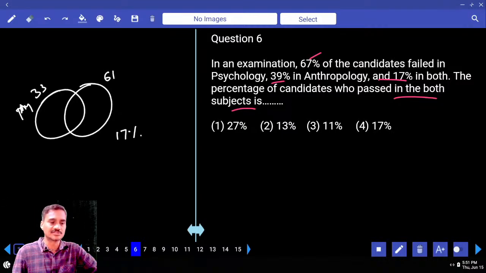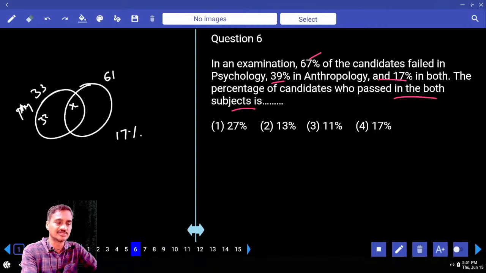Then in this case, we need to find out both. What should we do to find both? This will be 33 minus x. And this is 61 minus x.